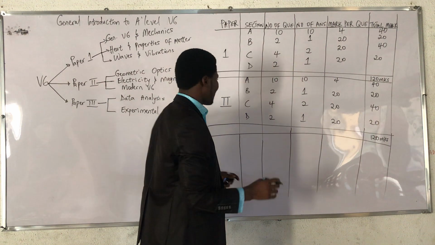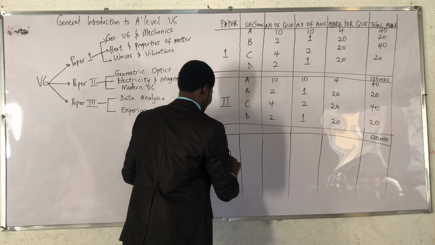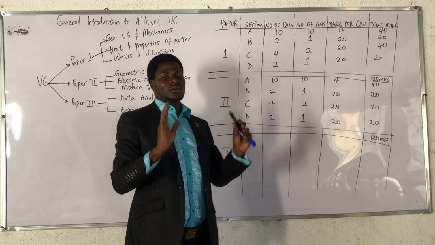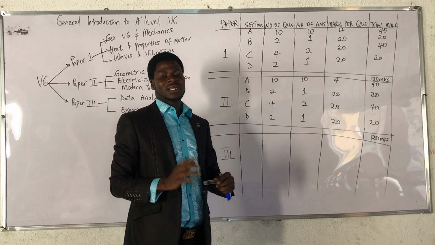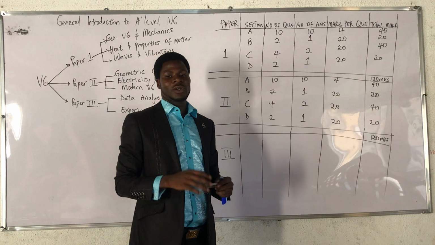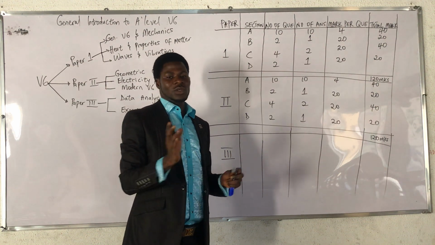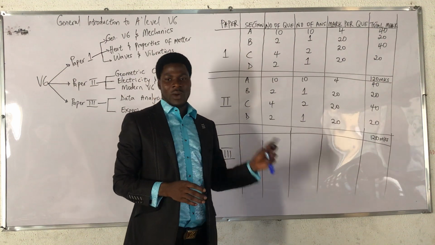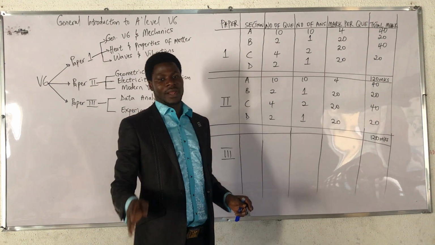For paper 3, that's your practical. They will give you 3 questions straight. You answer 2, but number 1 is compulsory. So no section A, no section B. It's just 3 questions straight. You answer number 1 compulsory, then you choose between 2 and 3.